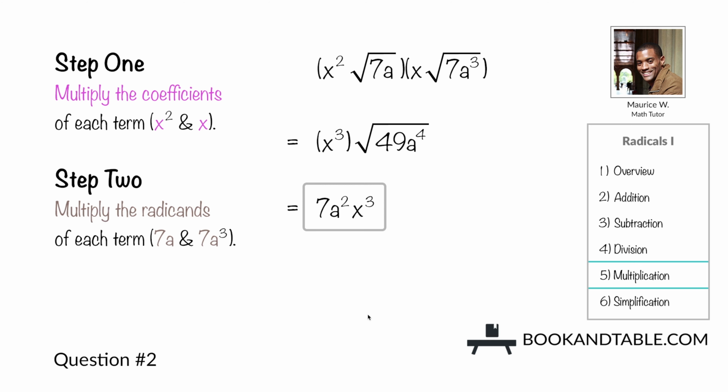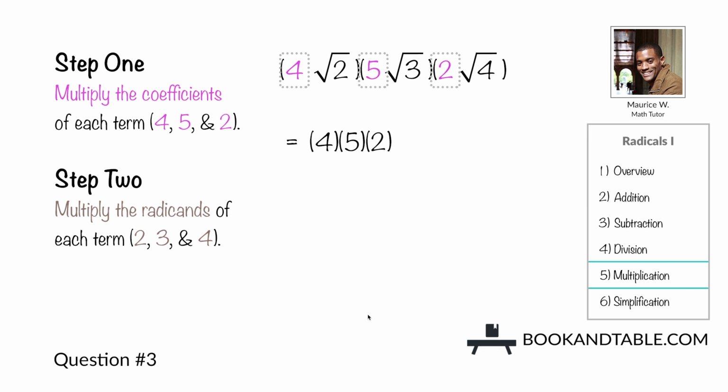Let's take a look at question number 3. Step 1, multiply the coefficients of each term. The first coefficient is 4, the second coefficient is 5, and the third coefficient is 2. 4 times 5 is 20. 20 times 2 is 40.